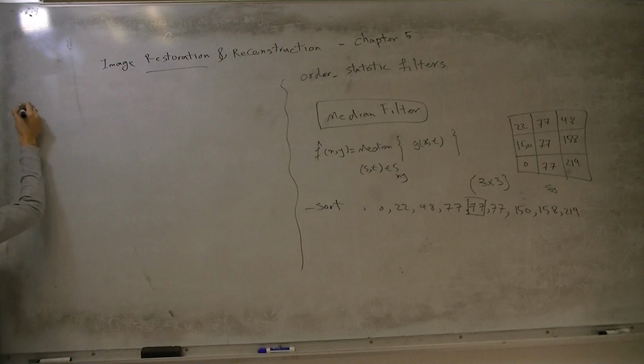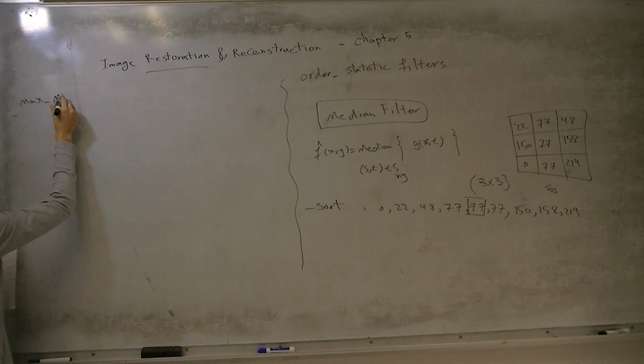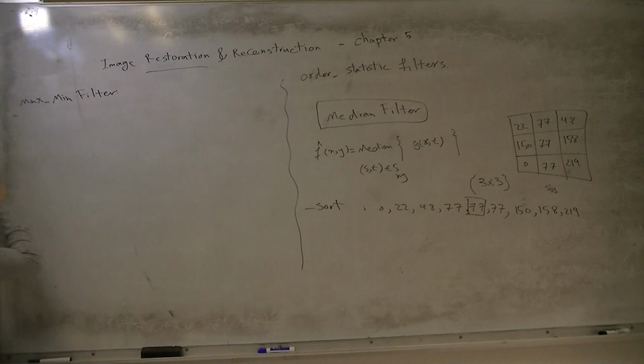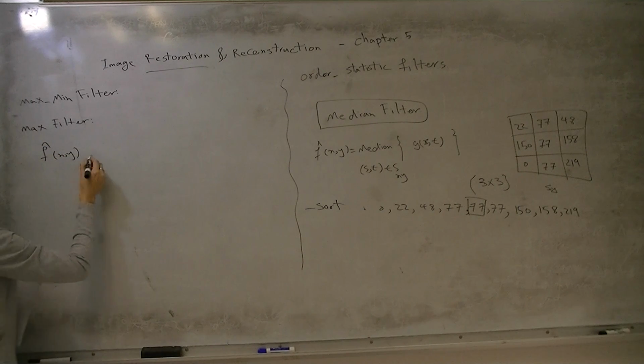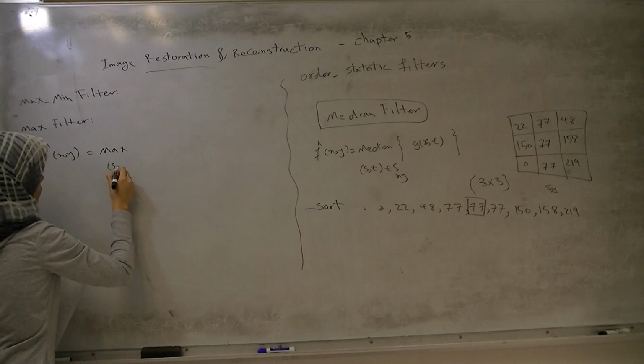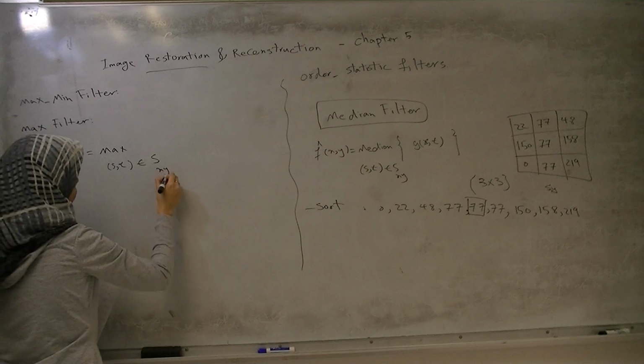The next one, we have this concept of the max and mean filters. First, I want to talk about the max filter. In the max filter, we can find the f hat of x and y. We just find the max of the pixels in the window around x and y.